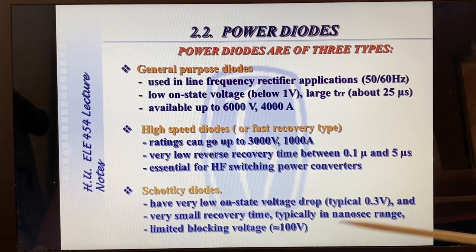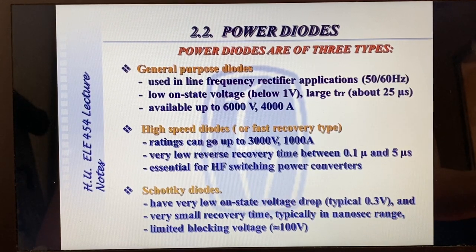What about Schottky diodes? Schottky diodes have very low on-state voltage drops, nearly 0.3 volts. They have very small recovery time, typically no recovery time actually, in the nanosecond range, because Schottky diodes are not PN junctions. So there are no minority carriers, there is no charge recovery at the junction. This is just the silicon to metal barrier. Unfortunately, the blocking voltage is limited for these diodes in the silicon types. Silicon carbide types are now being introduced with higher ratings.